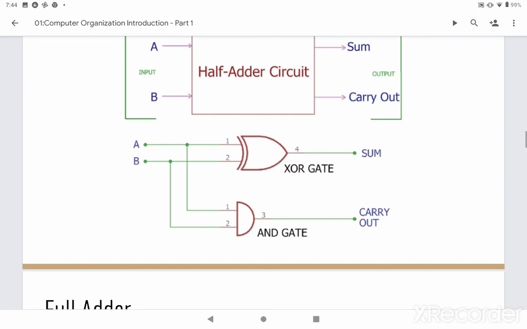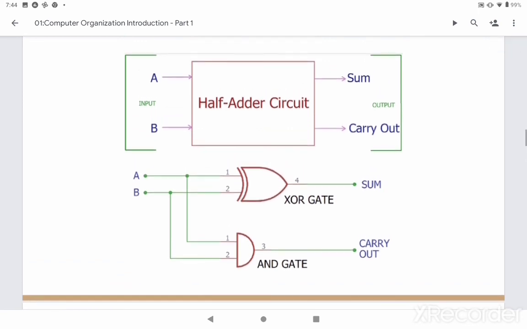So this is the diagram for half adder. This much for this session. We can talk about full adder in the coming session.